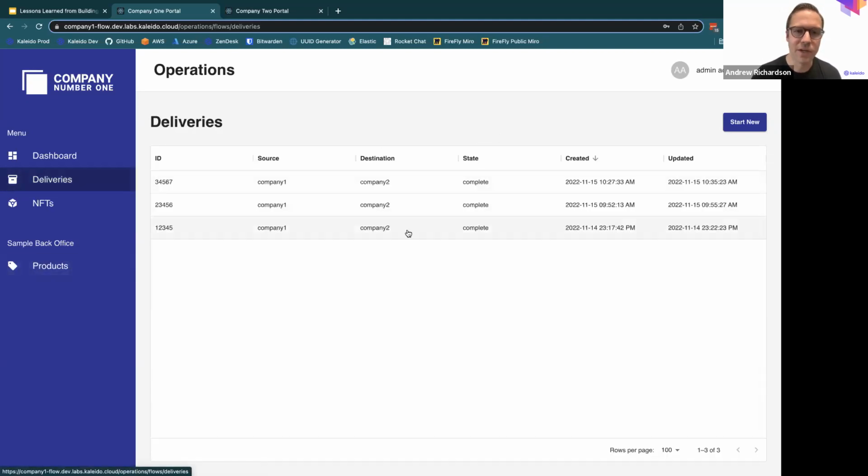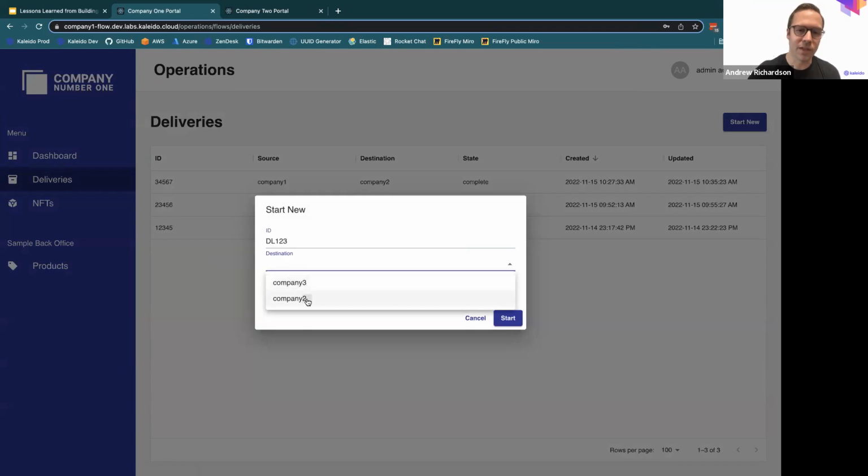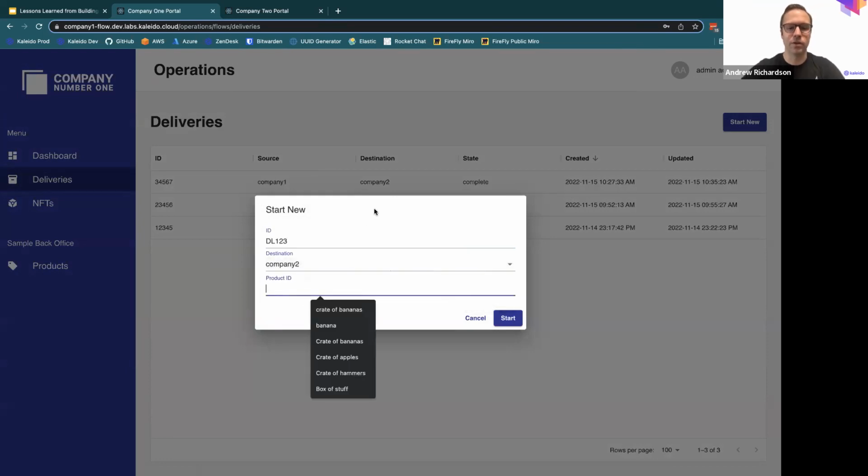So I'm going to start out by entering a new flow. I'll just call this delivery 1, 2, 3. I'm going to say that the proposed destination is company 2. And the product ID is B1, which you'll see, again, I'm not preloading everything from my back office into this system. I'm just giving it an identifier, and it's actually going to go query my existing back office to pull that into this flow.